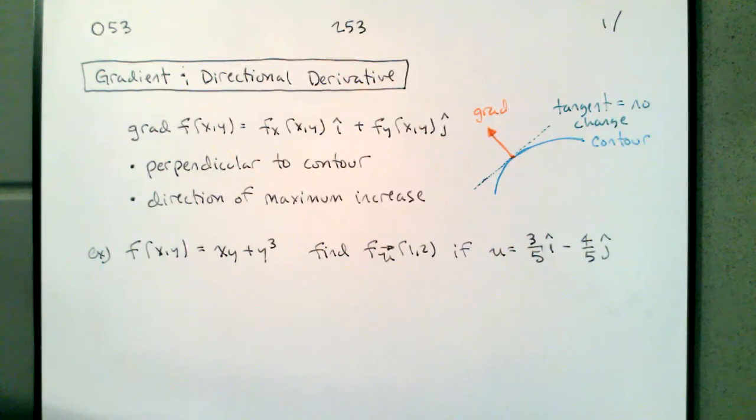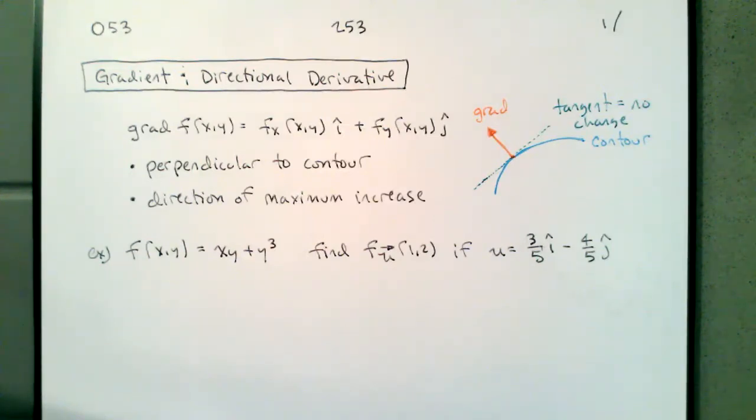To that end, we had to find a way to combine our two derivatives. And we built this vector called the gradient. So the gradient of a function is a vector where we have the x derivative times i plus the y derivative times j.